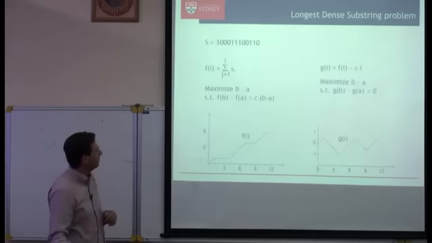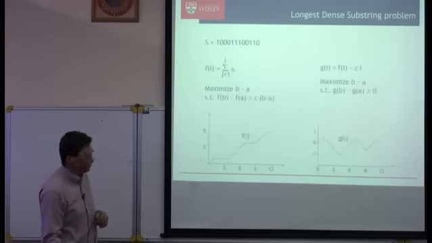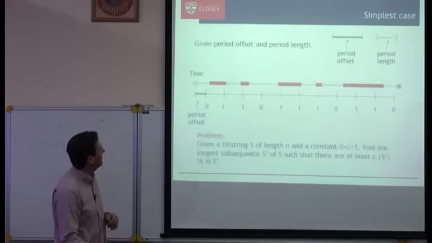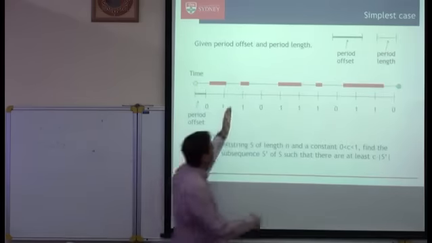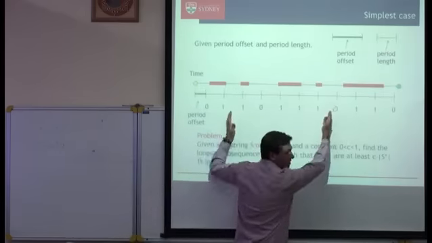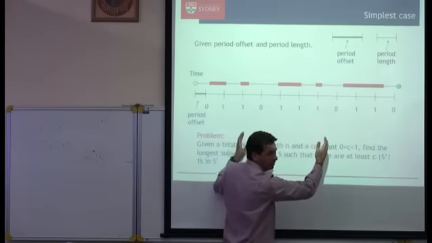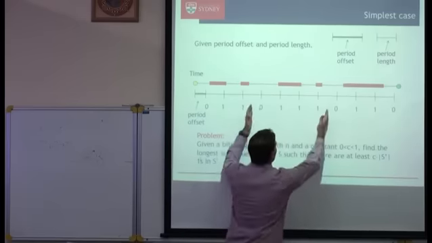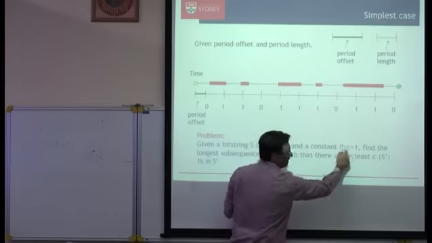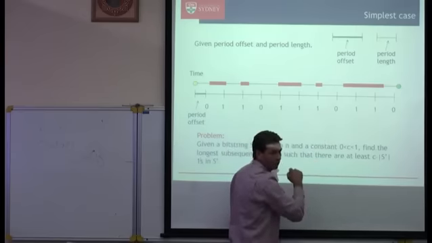So I'll show you what I mean. What I want to find is just one continuous subsequence of my long bit string, such that if I look at this subsequence, then at least a fraction of c of them has to be 1.